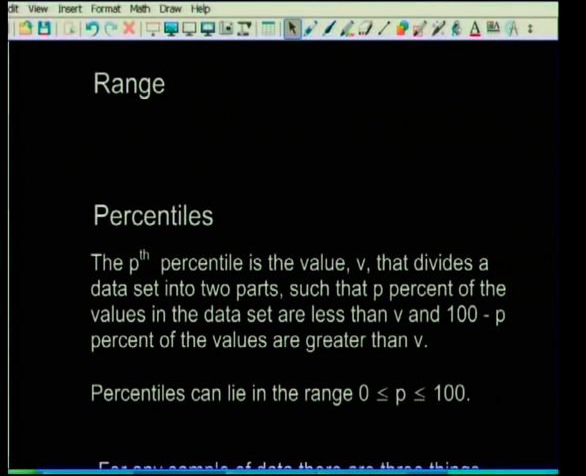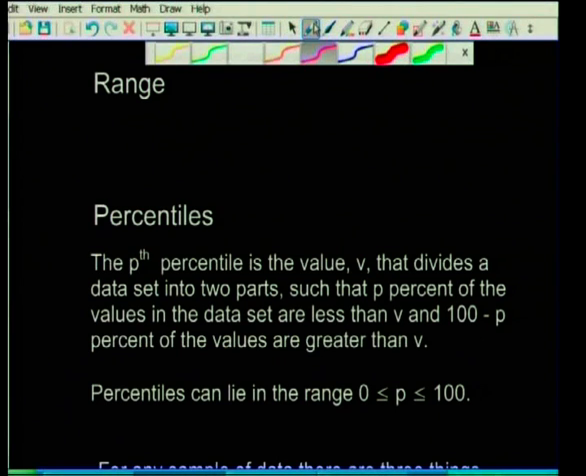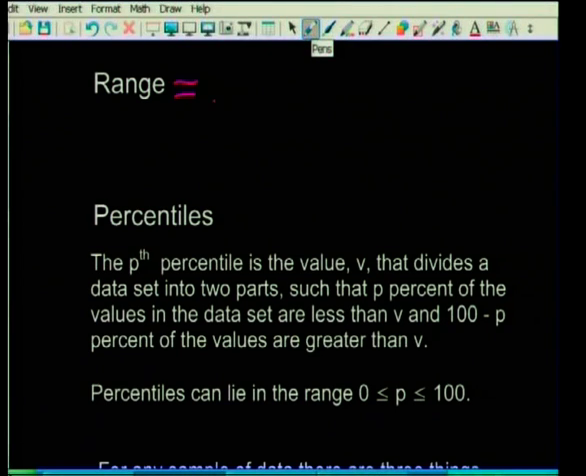Most of these you guys probably have met in grade 9 already. Right, so the first one is my range. The range of my data is quite simply my highest data value minus my lowest.